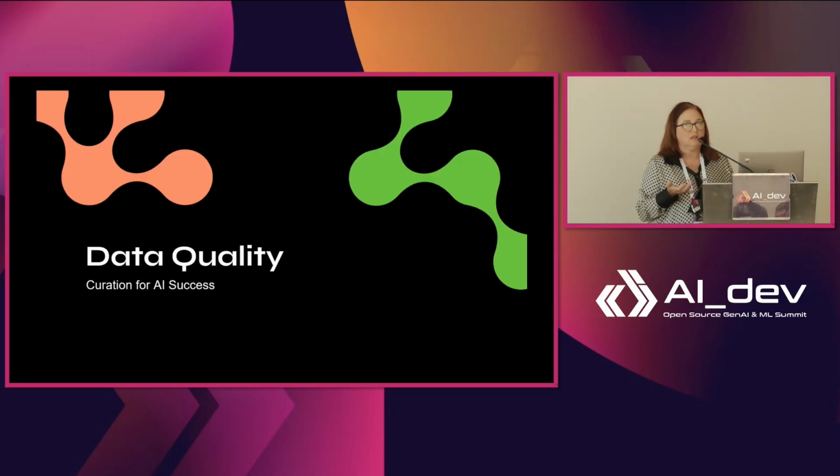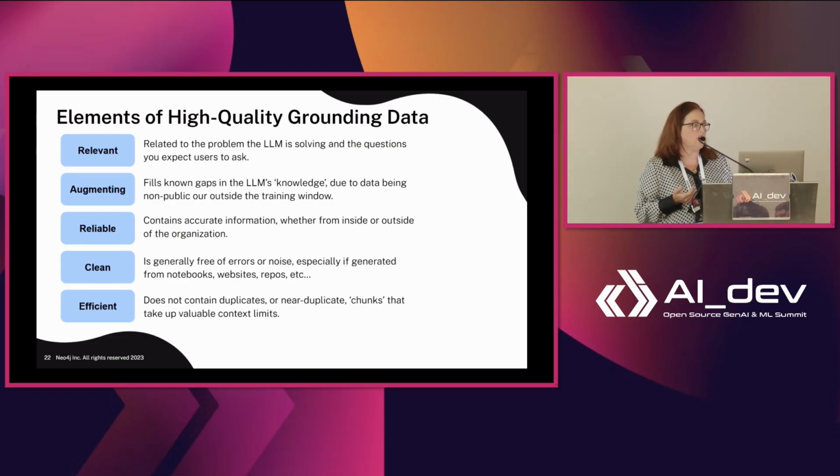So how do we actually use this information to curate? Obviously, the same principles that everyone is using when building out your data sets. It needs to be relevant, it needs to actually augment the answer, it needs to be reliable, and it needs to be clean and efficient. The clean portion comes in with some of your chunking styles, among others.